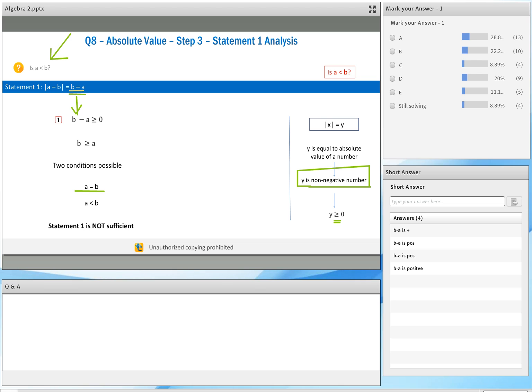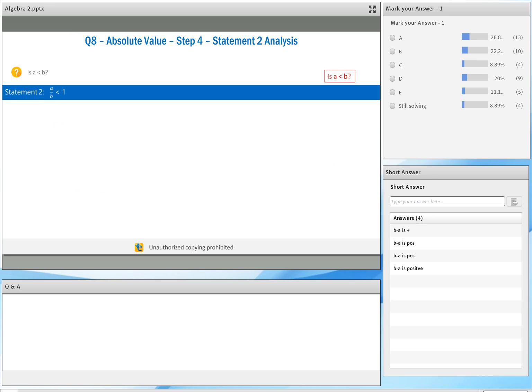Now this entry in your error log could be either absolute value concept or constraint. Technically, it should be absolute value conceptual understanding, because you were not able to keep in mind that if a number is equal to mod of another number, then that number is greater than or equal to 0. The equal to sign is very, very important here. Let's take a look at the next one.